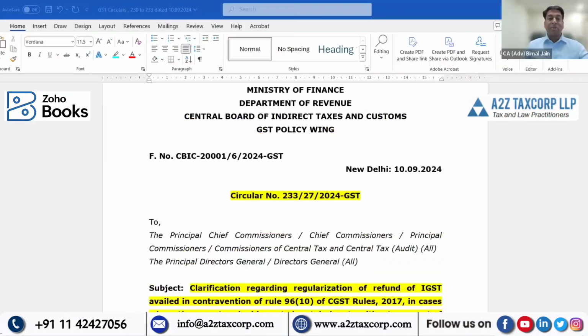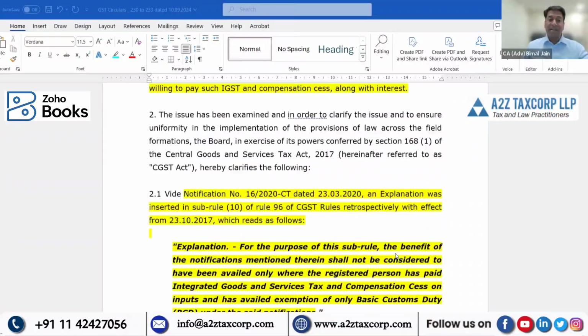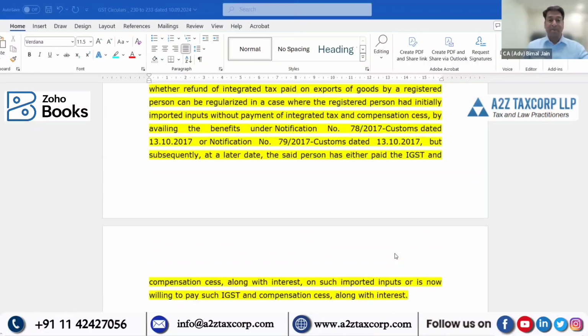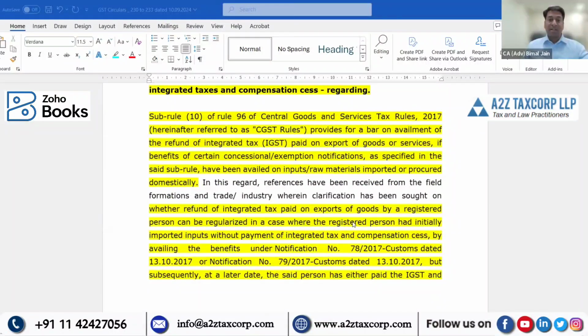The circular number is 233 dated 10th of September 2024. And they are clarifying the position of how it should be read and in what context it should be read. So I'm just reading this for all of you so that you get clarity that Rule 96 Sub Rule 10 provides a bar on availment of refund of IGST paid on export of goods or services if benefit of certain concession or exemption notification as specified in said rule have been availed.